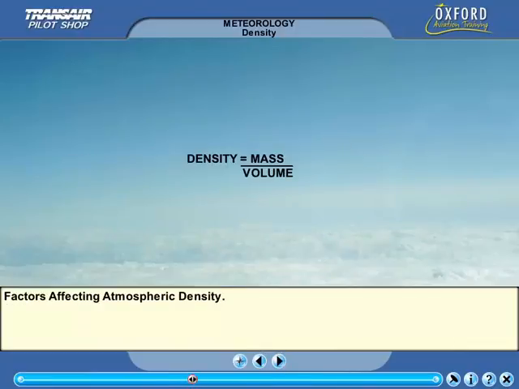Having seen the various ways of expressing density, let's have a look at what controls atmospheric density. Looking at the diagram, we can see the density formula. Notice that in the formula we replace the word density with the Greek symbol rho. We will now look at how the variables of temperature and pressure affect the mass or volume and therefore the density.